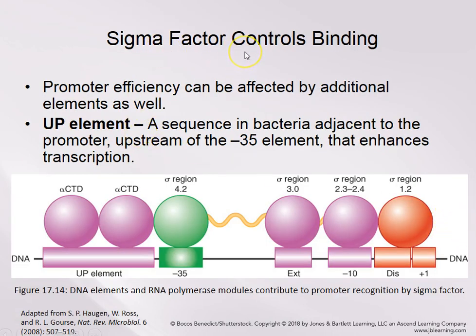For the sigma factor to control binding, the promoter efficiency can be affected by additional elements also. Here is our +1, which means that if there's an A here, the RNA will be made with a U. This is the -10 site, TATA, and this is the -35, TTGACA. But there may also be sequences upstream and close by to these 2 elements that can enhance transcription, the binding of the RNA polymerase to the promoter, and getting the start site going.